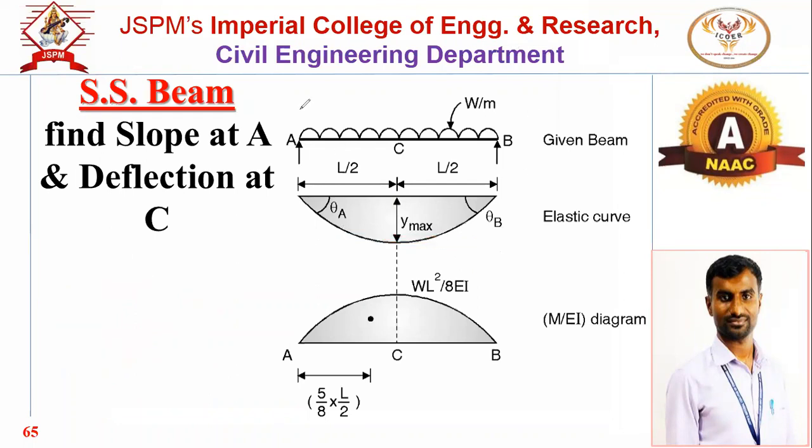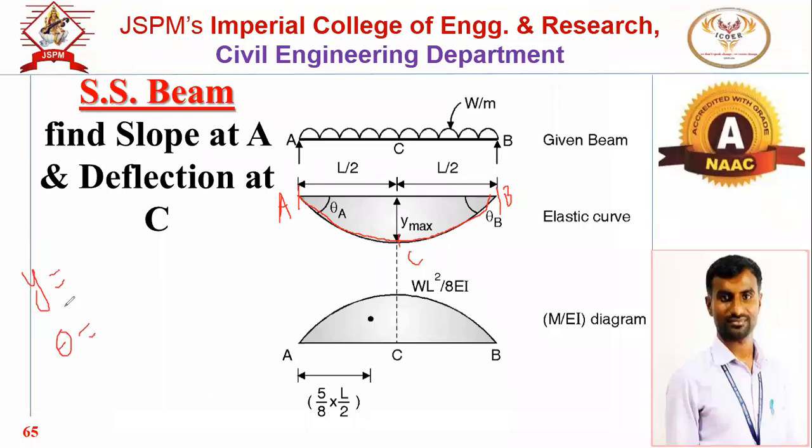Now, if this is the first case, to study using the moment area method, a simply supported beam subjected to UDL on the entire span. So this is the elastic curve. Now tell me, what are the boundary conditions we know for this elastic curve? This is point A, simple support, point B, simple support. So what are the various points that we know for slope and deflection?